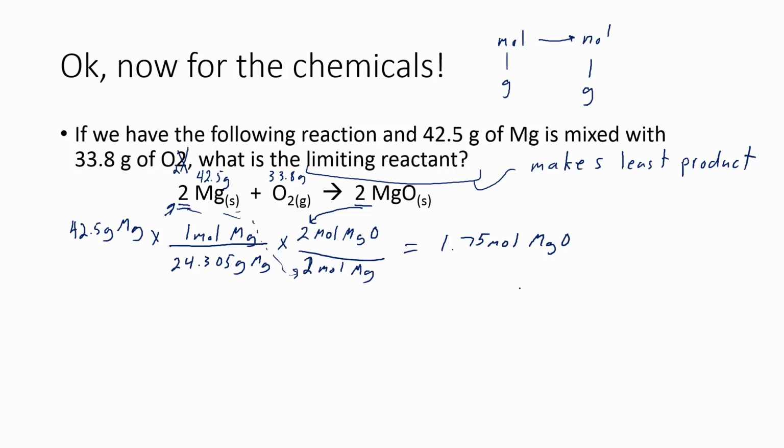Okay? We're just trying to figure out which one's going to make the most. We don't have to go to grams. We can just hold off here and keep this in moles for the moment. All right, well, 33.8 grams of oxygen. We want to go grams to moles, moles to moles again. So there's 1 mole of O2 from the periodic table and adding some stuff up, 32 grams of O2. There's a 1 to 2, so 1 to 2 ratio.